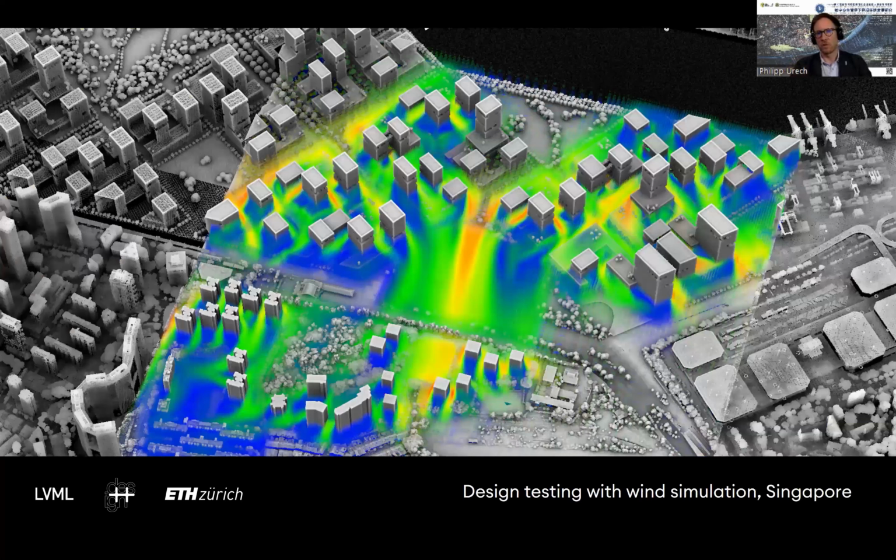The precise geometry of point cloud models also helps understanding dynamic conditions. The near surface environment determines thermal comfort. This image shows an urban landscape in Singapore, designed by students from Singapore and ETH Zurich. The configuration of buildings and vegetation was tested with a wind speed simulation for thermal comfort.